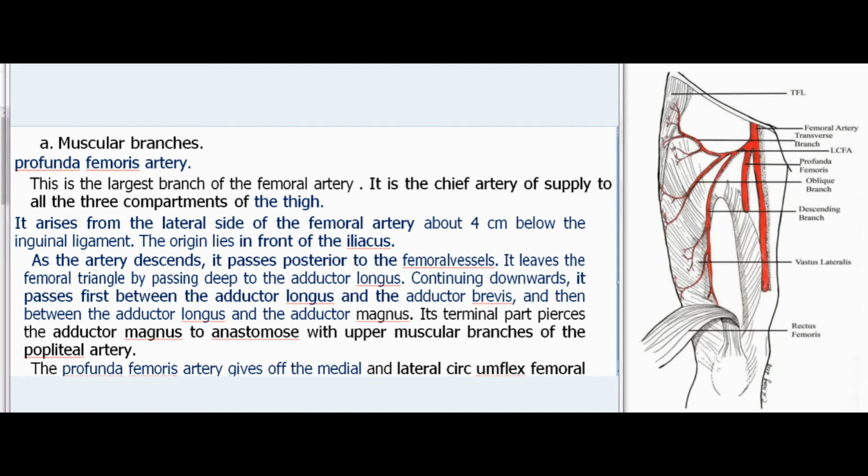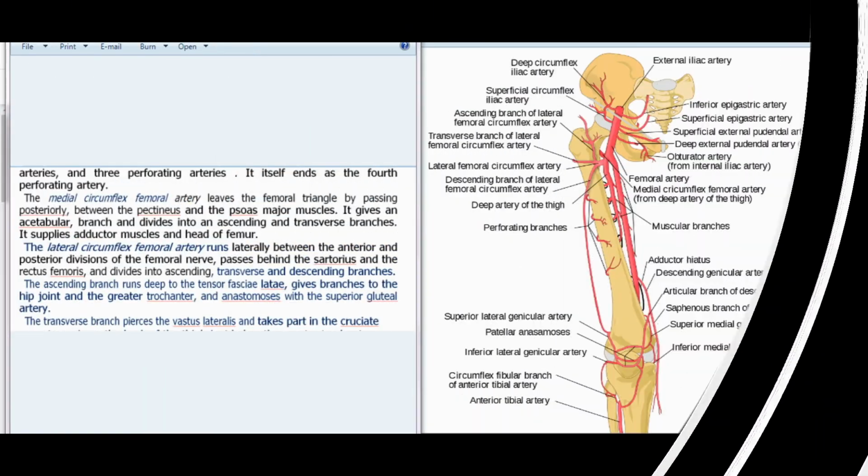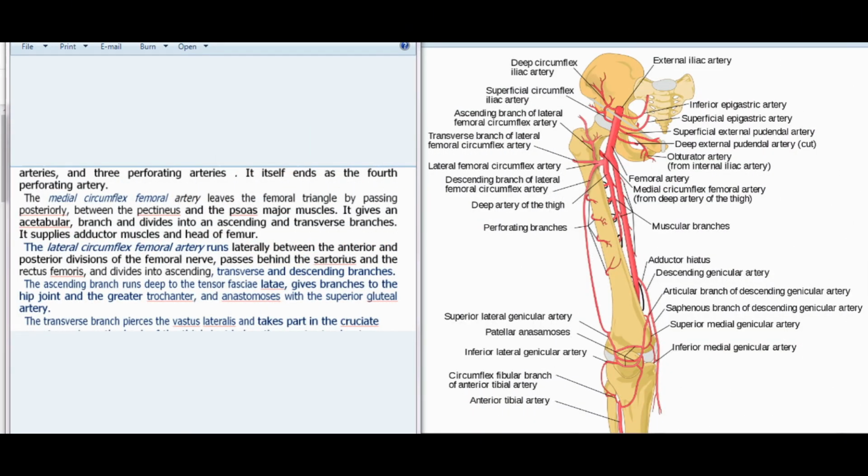The profunda femoris artery gives off the medial and lateral circumflex femoral arteries, and 3 perforating arteries. It itself ends as the 4th perforating artery. The medial circumflex femoral artery leaves the femoral triangle by passing posteriorly, between the pectineus and the psoas major muscles. It gives an acetabular branch and divides into ascending and transverse branches. It supplies adductor muscles and head of femur.